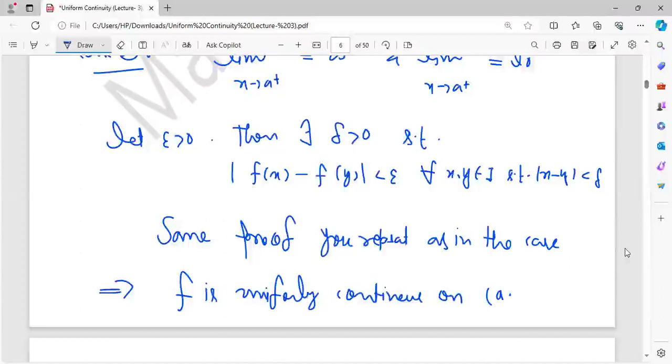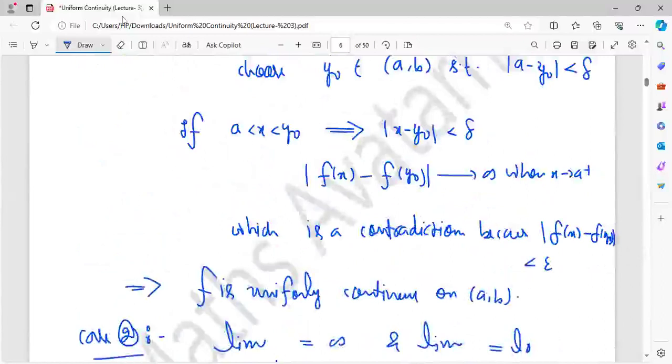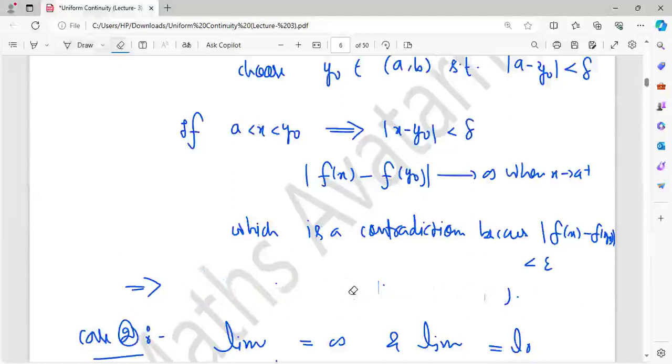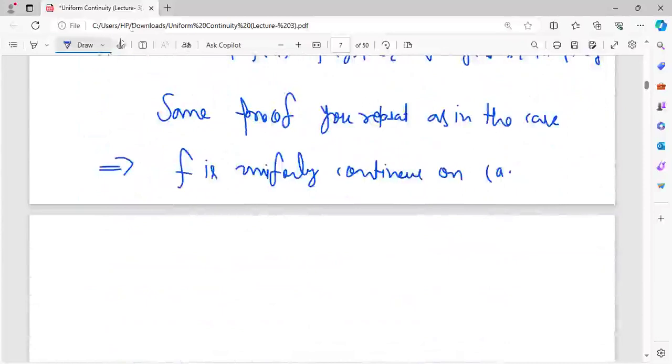Sorry. You move to the first one. Sorry, erase this. In case 1, you erase this. What we are going to prove? Here the limit exists. So it means limit x tends to a plus exists. Okay. Similarly, here in case 2, we reach up to the proof that the limit exists. Okay.